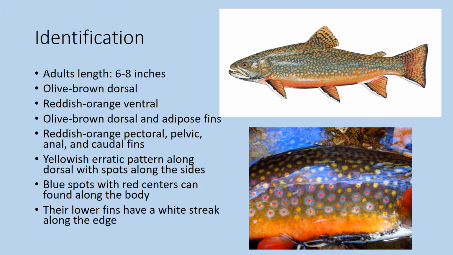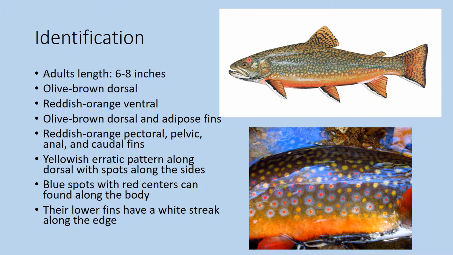So we typically identify brook trout as adults being about 6 to 8 inches long. The dorsal, which is the upper part of the fish, is typically an olive brown or dark brown color. The ventral, which is the underside of the fish, is typically a reddish orange color. The dorsal fin and the adipose fin are the same color as the dorsal, and the pectoral, the pelvic, the anal, and the caudal fin are the same color as the ventral.